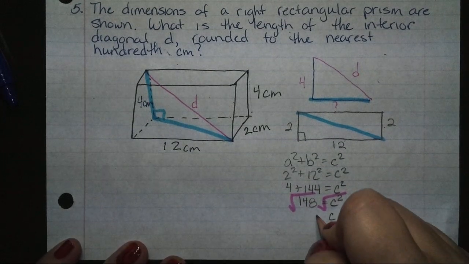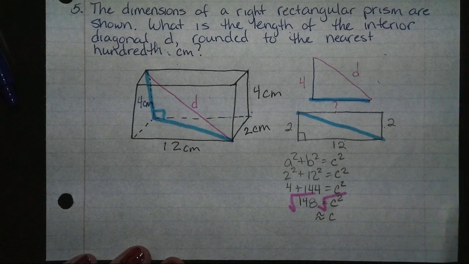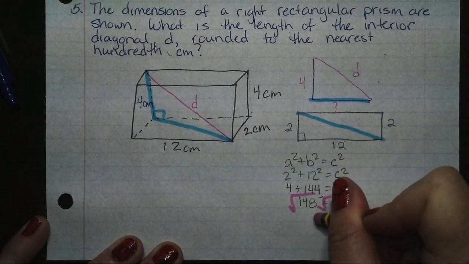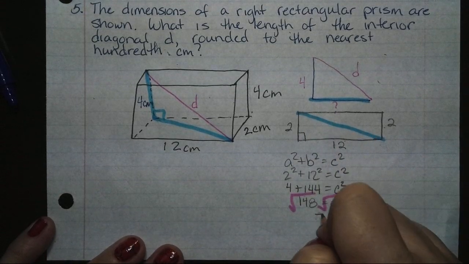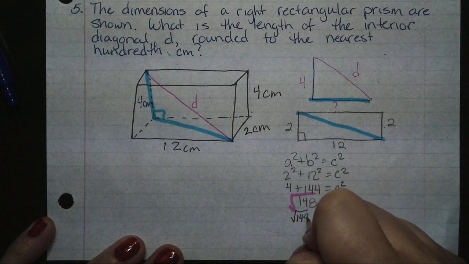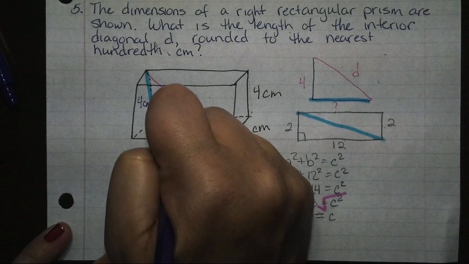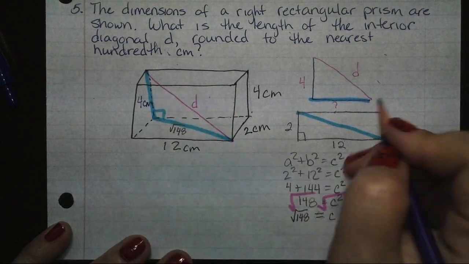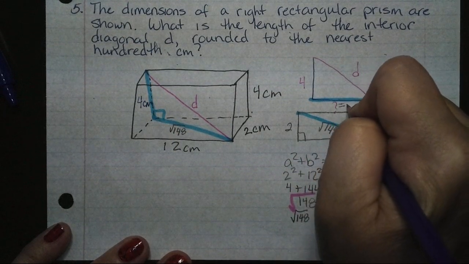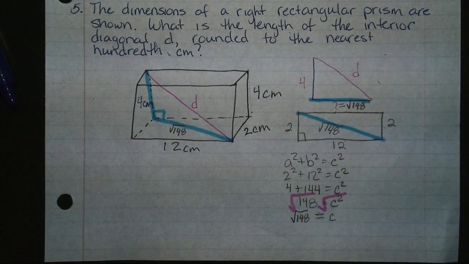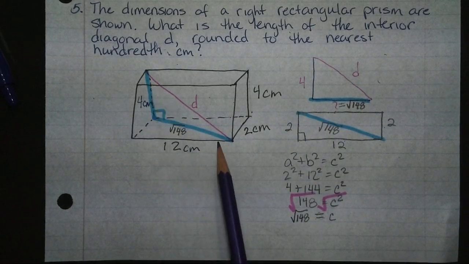So we get c is approximately, and remember we're rounding to the nearest hundredth place. But at this time, since we're not actually finishing the problem, we're going to leave this as the square root. So we're going to say c is equal to the square root of 148. Just makes it a little easier for us. So we know that this measurement here is the square root of 148, which is the same as this question mark we had right there. So now we know both leg lengths, we can find D.